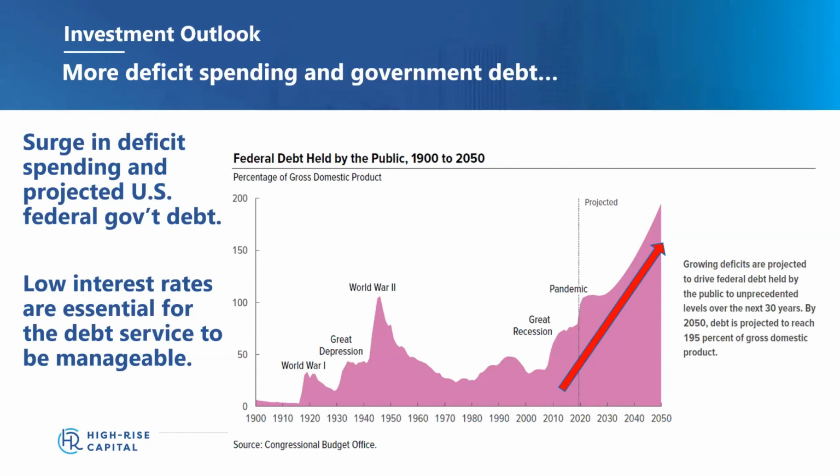So we have more deficit spending and more government debt. We've experienced a surge in deficit spending and projected US federal government debt. And this figure right here is actually from the Congressional Budget Office, or the CBO. This is how they're projecting our national debt over the next 30 years. And you can see that low interest rates are essential for the debt service to be manageable when deficit spending continues to add on to the national debt, and where the federal debt is projected moving forward over the next 30 years as a percentage of gross domestic product.